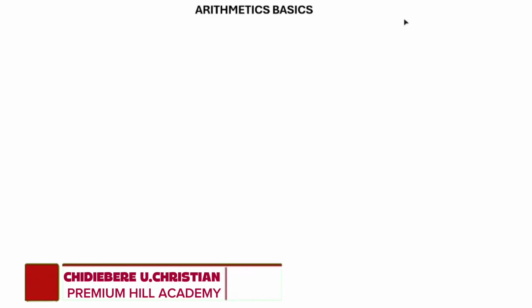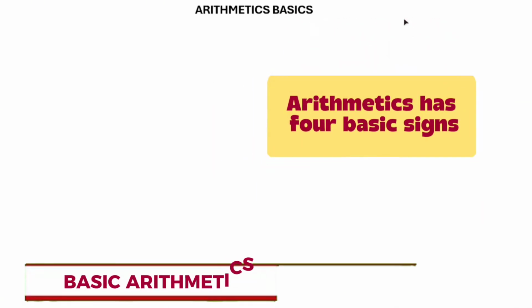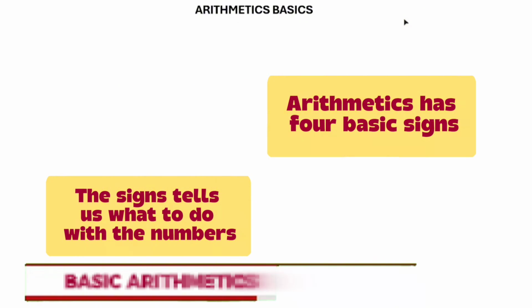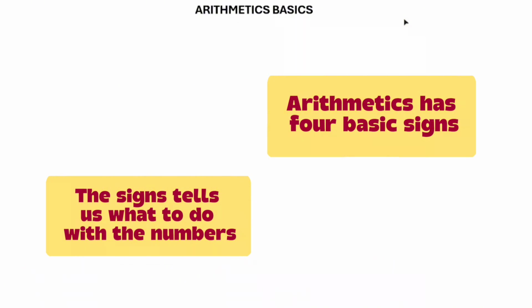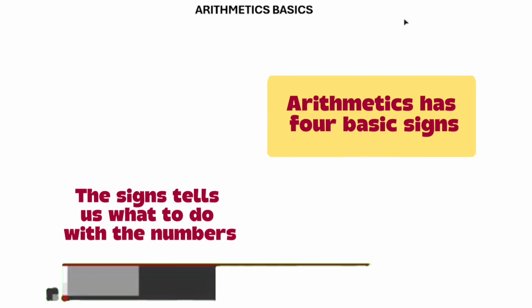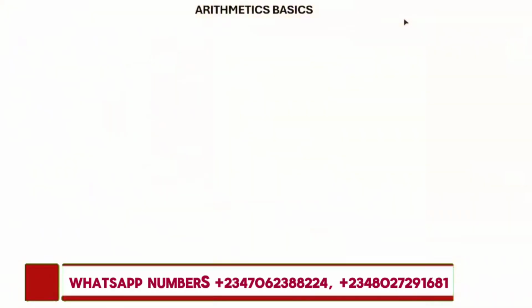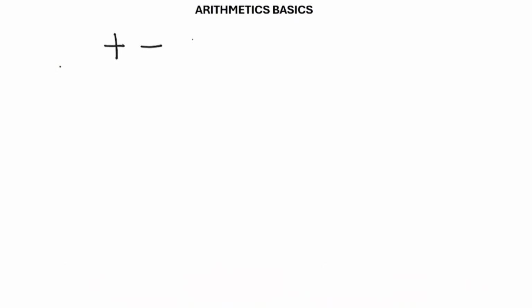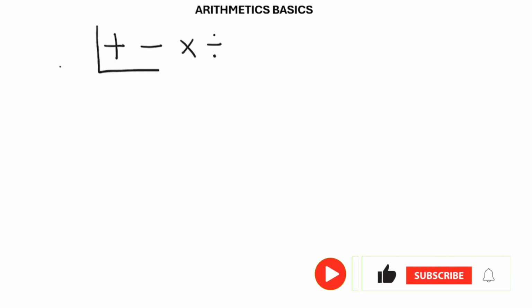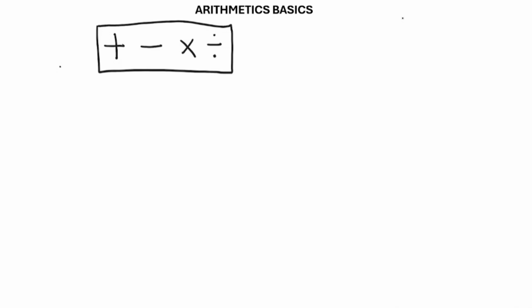We're looking at arithmetics, basic arithmetics. In former class, I said arithmetics has 4 basic signs, right? And the sign tells us what to do with the numbers. Arithmetics, a branch in math that has 4 signs, and the signs tell us what to do with numbers. And what are the signs? Arithmetic basically has the plus sign, the minus sign, the product sign, and the divide sign. These are the 4 signs of arithmetic, and these signs tell us what to do with numbers.